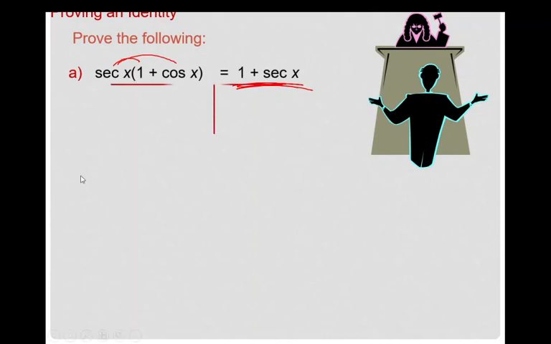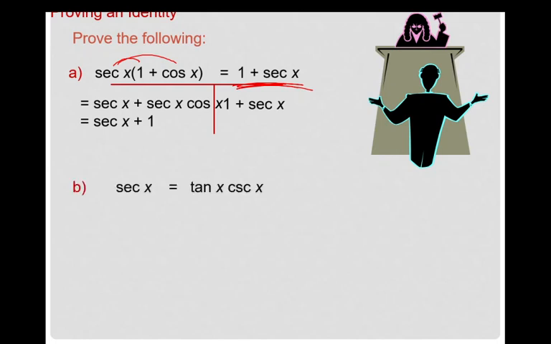When I distribute in secant, I get secant plus secant times cosine. Well, secant times cosine, when you multiply anything by its reciprocal, you get 1. So that means this is secant plus 1, and order doesn't matter, so we've just finished. Secant plus 1 is the same thing as 1 plus secant. Left side equals right side. And we're done. Okay? Let's try another one.